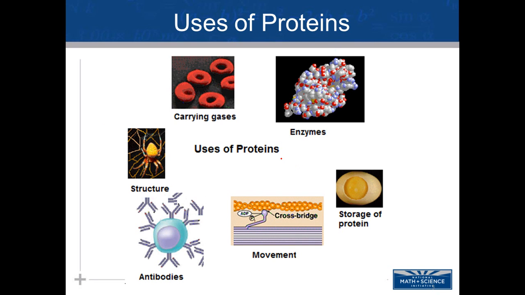This slide shows you some uses of different kinds of proteins. You are looking at red blood cells, and inside those red blood cells is the protein hemoglobin, which has attached to it iron, which causes it to be red. Iron has the ability to combine with oxygen, and so hemoglobin will carry oxygen from point A to point B in an organism.